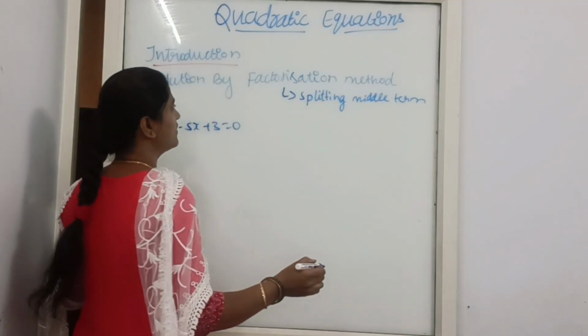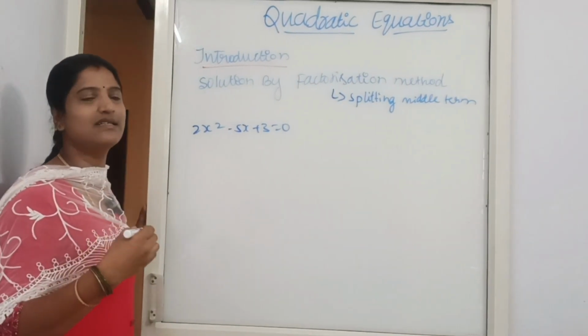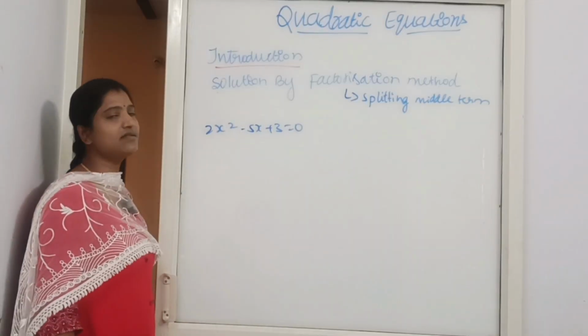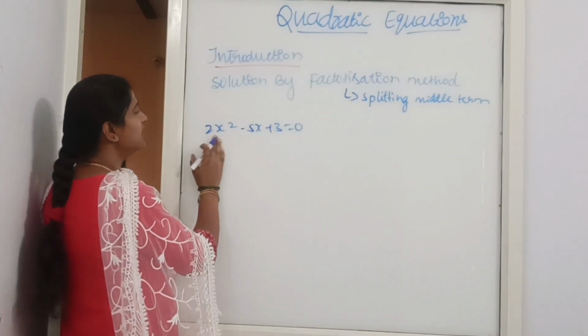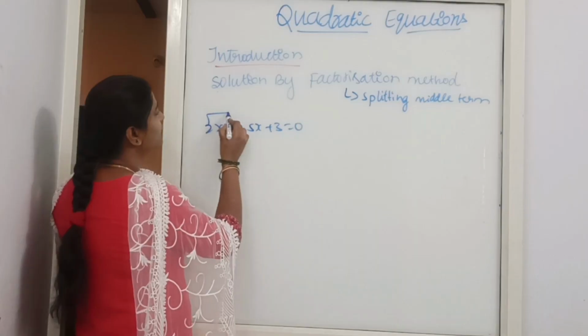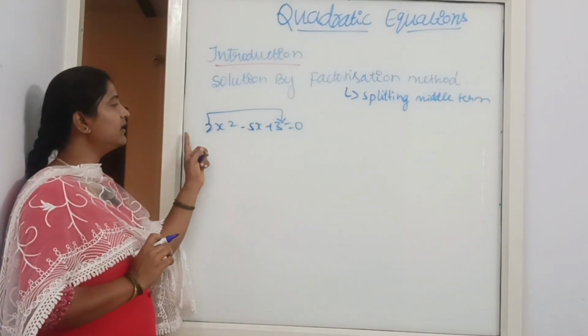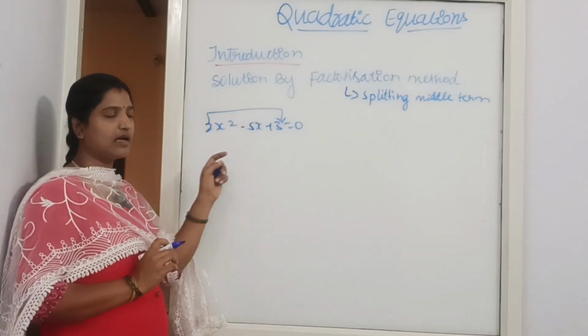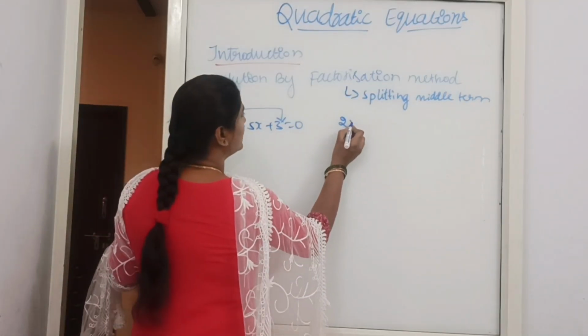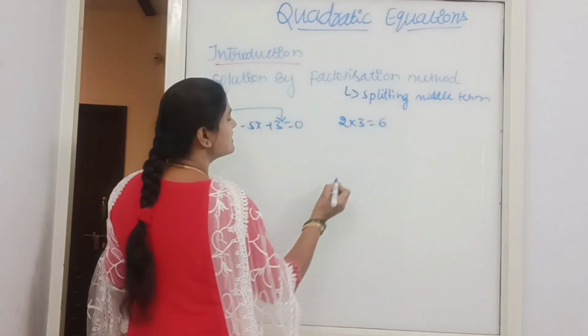Splitting the middle term we are using, okay? Let us recall the factorization by finding the solution of this quadratic equation. See here how to do factorization. The term with the variable has to be multiplied with the constant. So 2 into 3, 2 3s are 6.